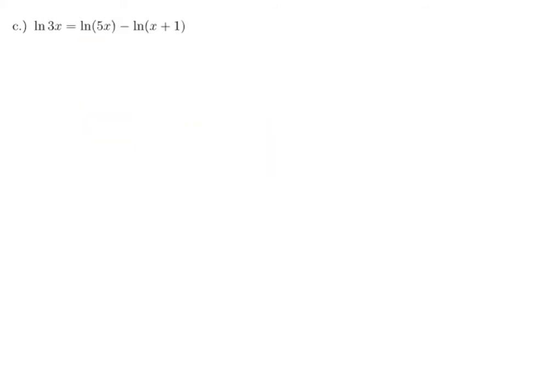Now the plot thickens. There's more than one logarithm involved, and so what we cannot do is just say that these arguments, 3x, 5x, and x plus 1, all equal each other. We can't just drop the logs, because they do mean something. So before we can peel them off or get rid of them, we need to have log equals log. We need natural log of something equals natural log of something else in order to get rid of the logarithms.